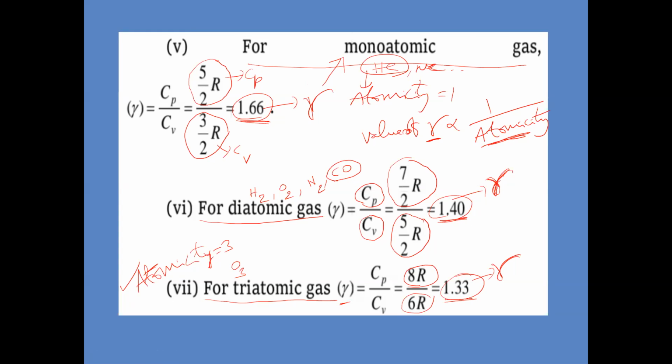So the Cp formula and Cv formula for monoatomic, diatomic, and triatomic gases you must know. Now tell me, what is the formula of Cp for monoatomic gases? Cp, the molar heat capacity at constant pressure, is equal to 5/2R for monoatomic gases. For diatomic gases, the Cp formula is 7/2R. And for triatomic gases, the Cp formula is 8R. So all these formulas we must remember. Take the screenshot of this.